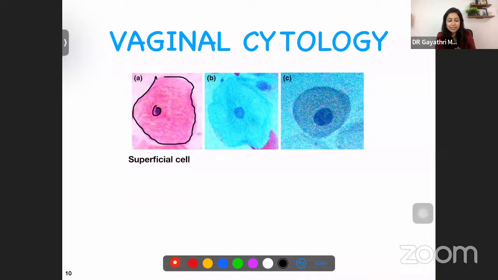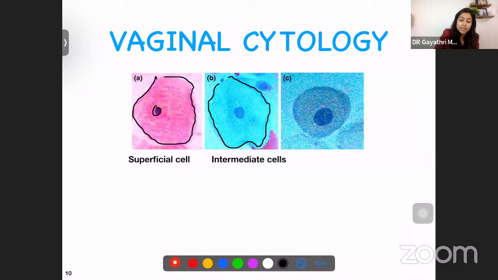Whereas in case of an intermediate cell, as seen from the picture, again the borders are irregular, but the cytoplasm is blue or basophilic and the nucleus is slightly larger. Finally, coming to the last cell, which is the parabasal cell, you will see a round cell which has regular borders and a large regular nucleus as well. This is how you differentiate these three types of cells.